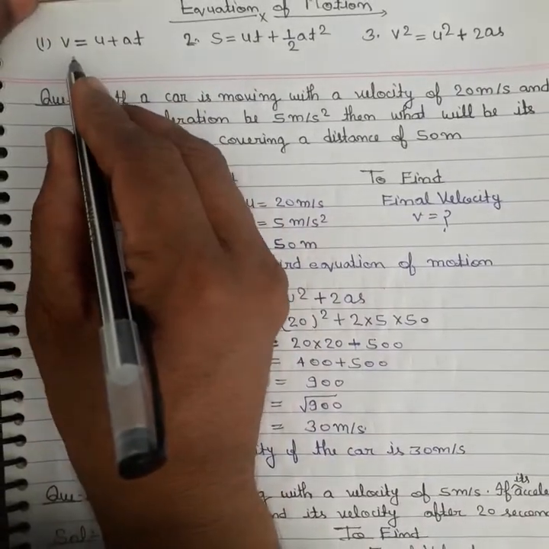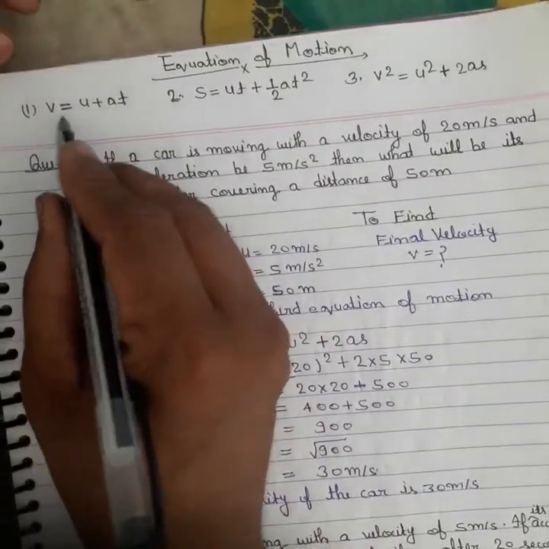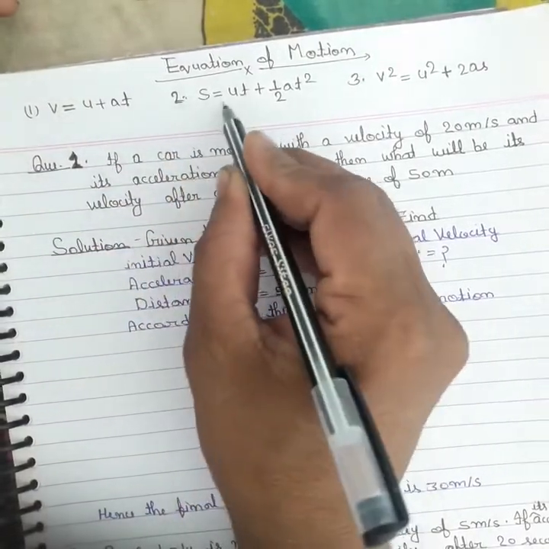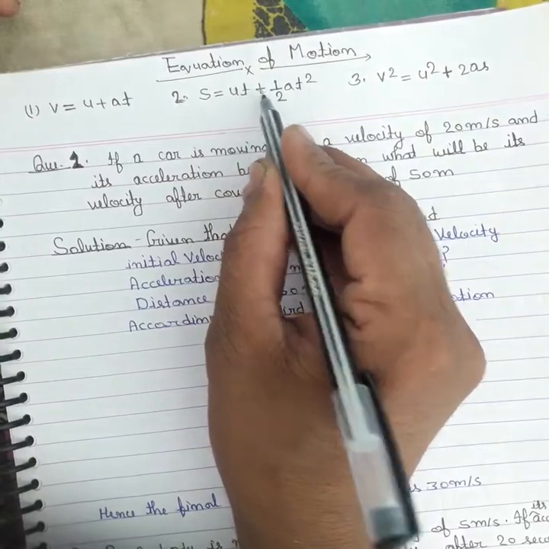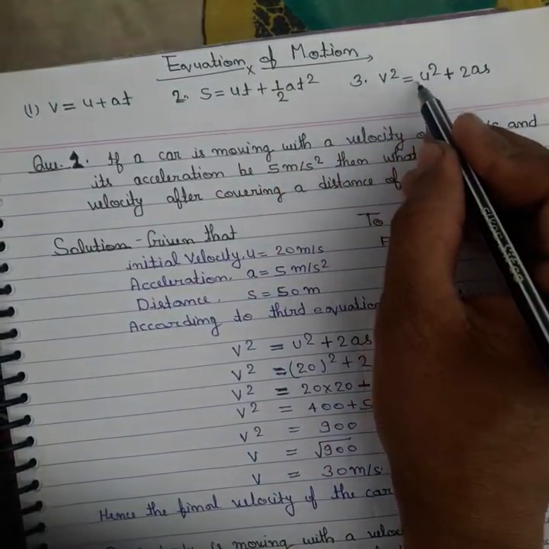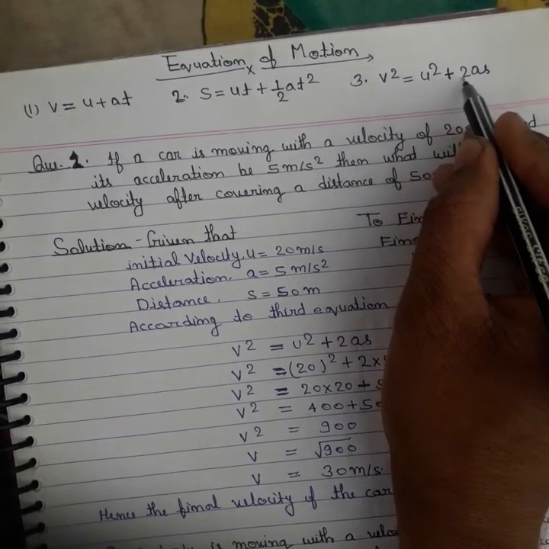First equation of motion is v equal u plus at, and the second equation of motion is s equal ut plus 1 upon 2 at square, and third equation of motion is v square equal u square plus 2as.